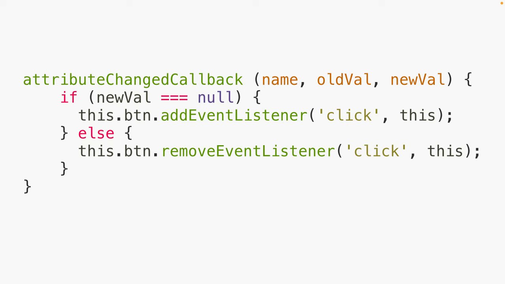Now, there may be situations where you want to detect if the attribute has been added or removed. And you can do that by checking the value of the oldVal and newVal properties. oldVal has a value of null when the attribute was just added. There was no old value. It's the first time there. And the newVal property has a value of null when it's been removed, because there's no longer a value associated with that attribute. So in this particular instance, if newVal equals null, so if the attribute has been removed, I'm going to add my click event listener back onto my button. Otherwise, I'm going to remove it.